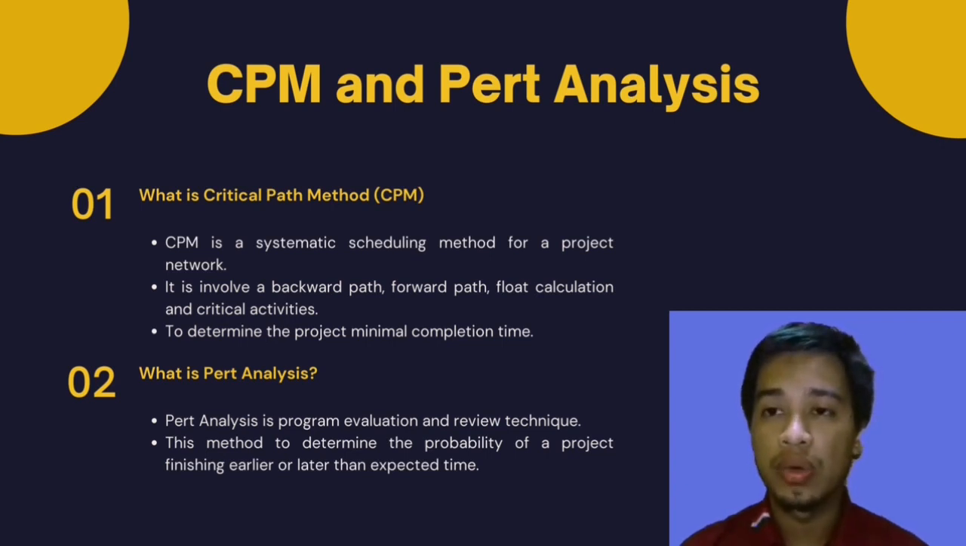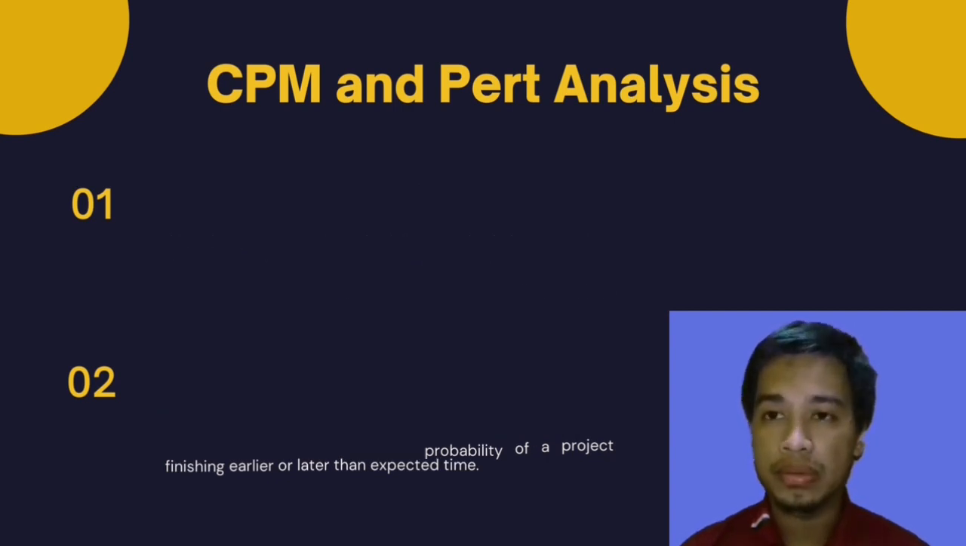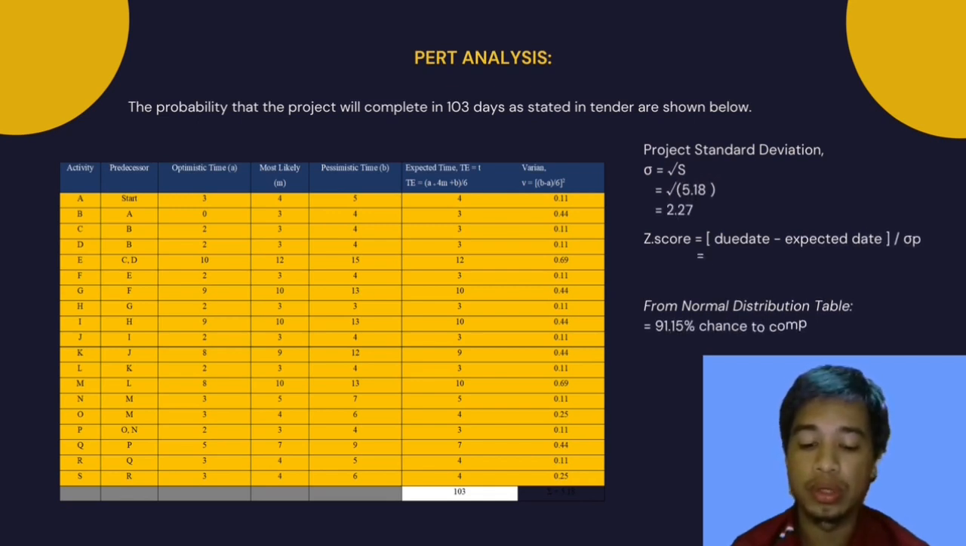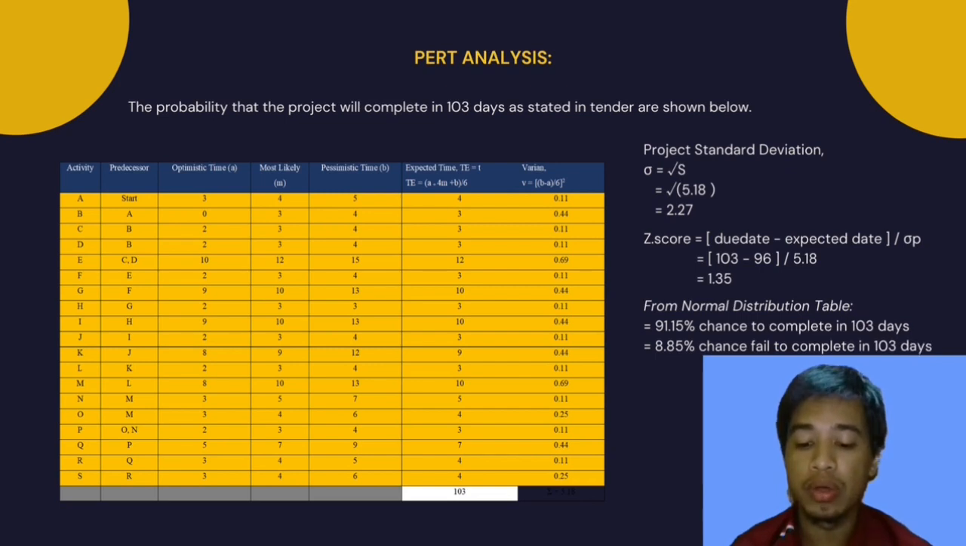Okay, next, what is PERT analysis? PERT is the program evaluation and review technique. So this method is to determine the probability of finishing the project early or later than the expected time. Now we move to the next slide. What we see, we can get the value of the project variance and project standard deviation. So the value of the project standard deviation is 1.35 and the value of the project variance is 5.18.